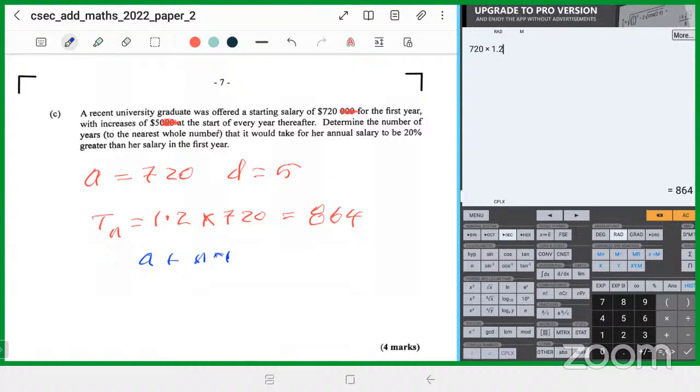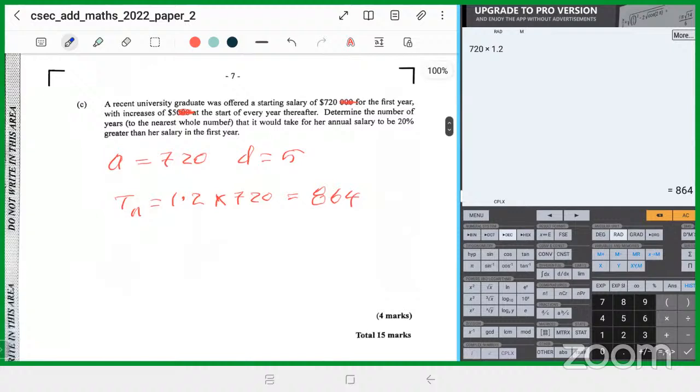So you want to know when it becomes 20% greater, which is that. So it's an equal situation. I thought it was an inequality situation, but that's all right. It's the same solution that you did. When the salary reaches that, that is when the term reaches that. And what is the term? It is A plus N minus 1 times D, and that is equal to 864.